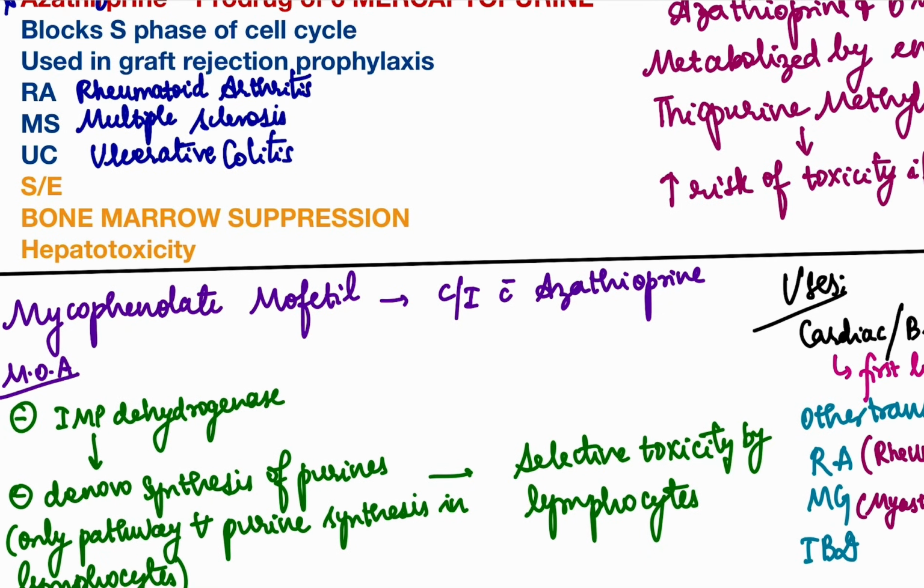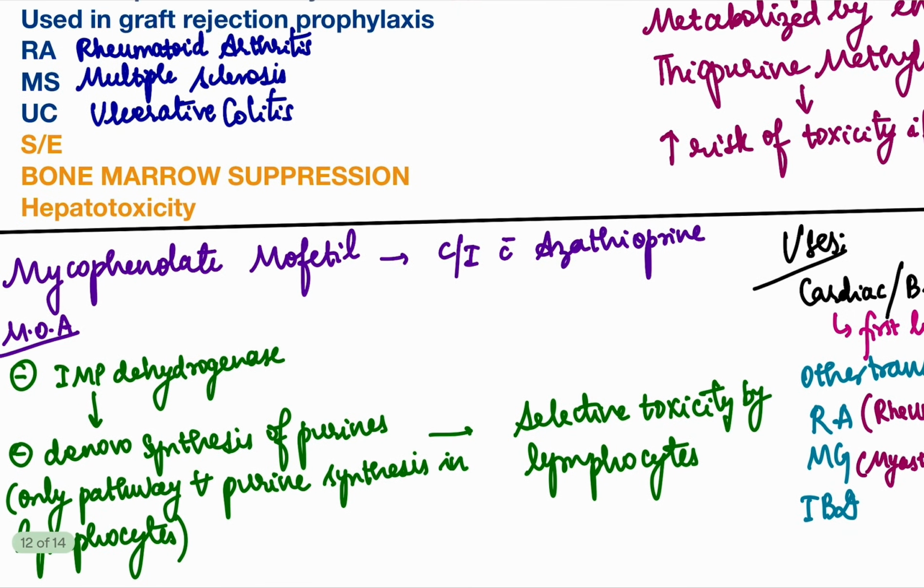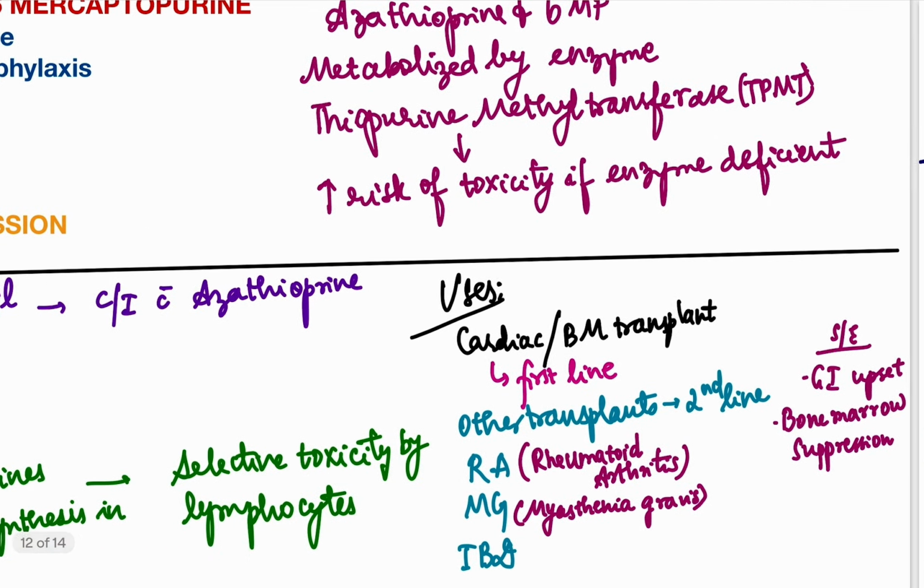The next is mycophenolate mofetil. Mycophenolate mofetil is contraindicated with azathioprine. Let's learn about its mechanism of action. It inhibits IMP dehydrogenase, so it blocks the de novo synthesis of purines, which is the only pathway for purine synthesis in lymphocytes. So it has selective toxicity for lymphocytes.